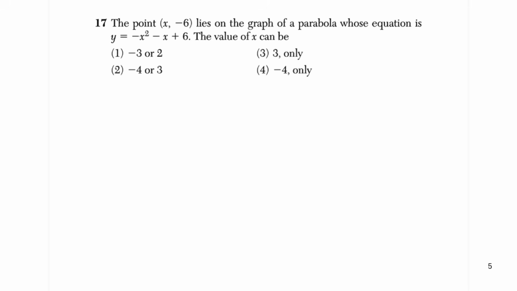Number 17, the point (x, -6) lies on the graph of a parabola whose equation is y equals -x squared minus x plus 6. The value of x can be what? So they are giving us the y value and they're asking us to find the x value of this parabola. The easiest way to do this is throw it into our graphing calculator, but I'll also show you an algebraic way.